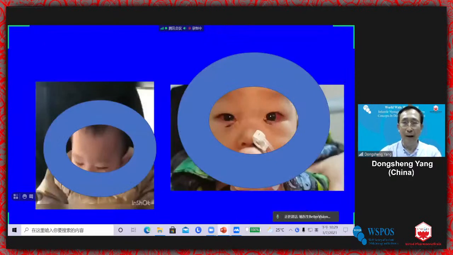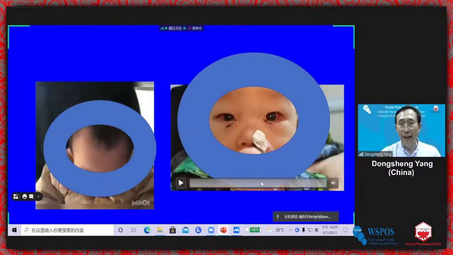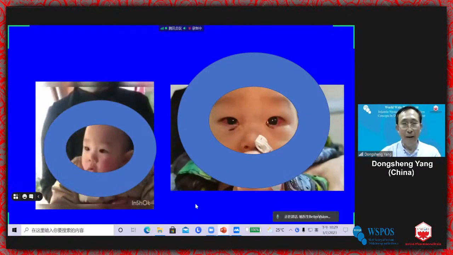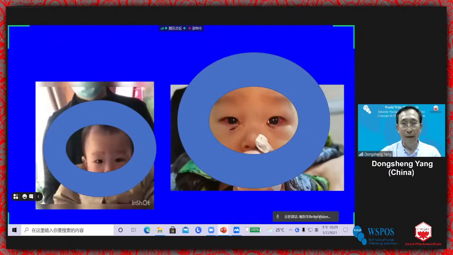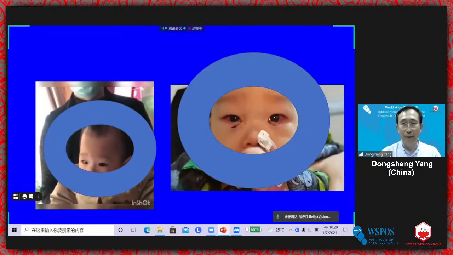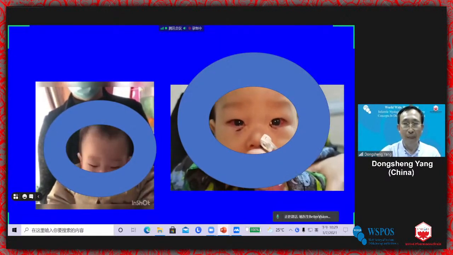reduced a lot. It not only works for the nystagmus itself, but is also very good for head shaking, like this little baby has head shaking. And then after the surgery, the head shaking is gone.